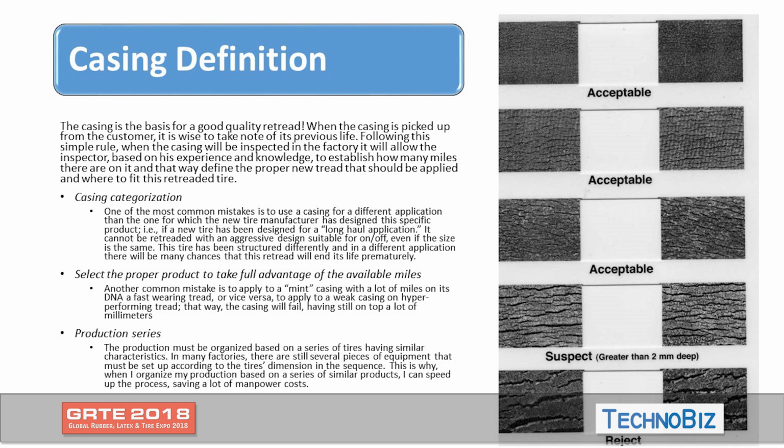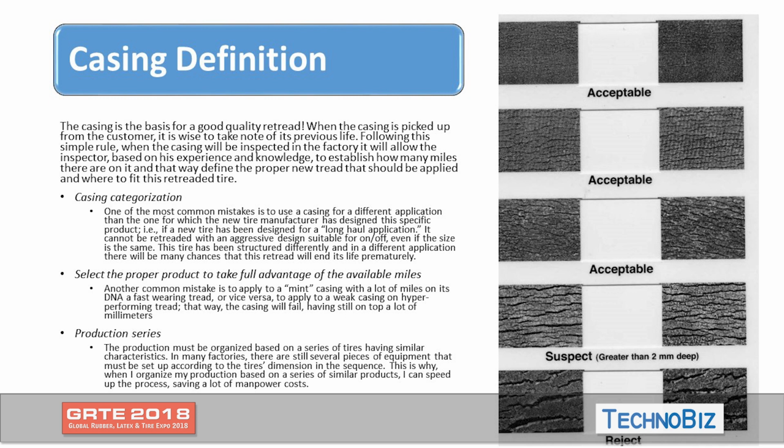Every casing has a specific DNA. It means how many miles there are in this casing. And we always need to find the right or proper tread to be put on these casings. This is fundamental to avoid two things. First one, if I put an excellent performing tread on a casing that cannot support that many miles, we have a failure maybe after 100,000 kilometers, and still we have maybe 20 or 15 or 12 millimeters of tread, and the end user is disappointed.